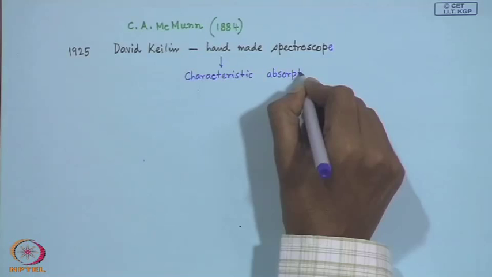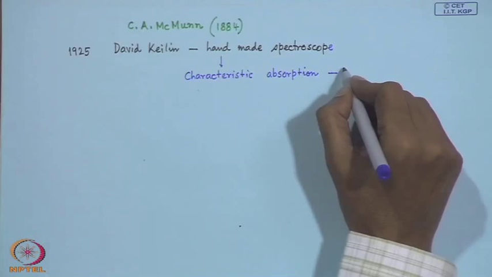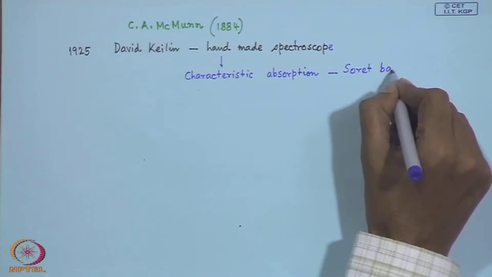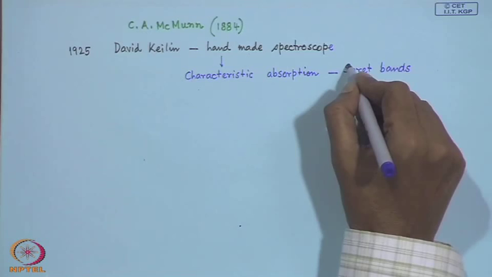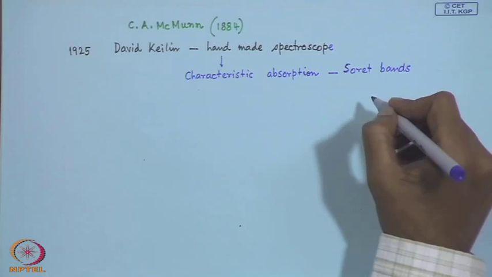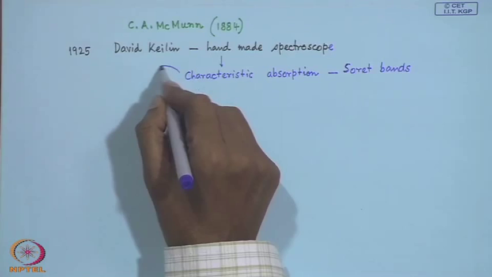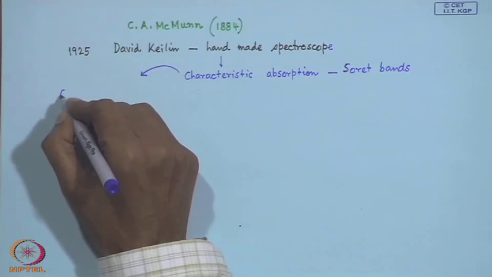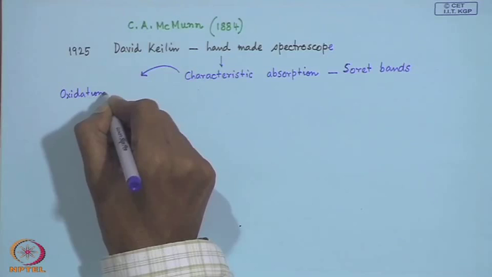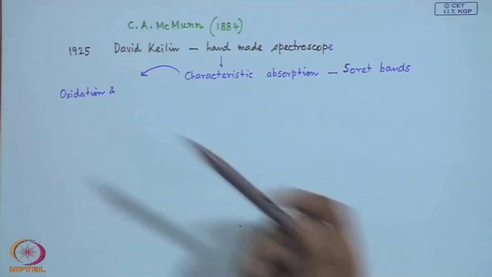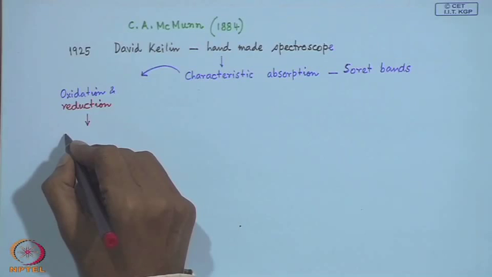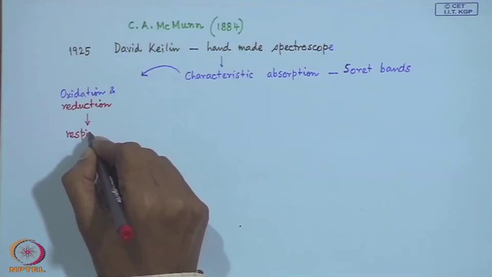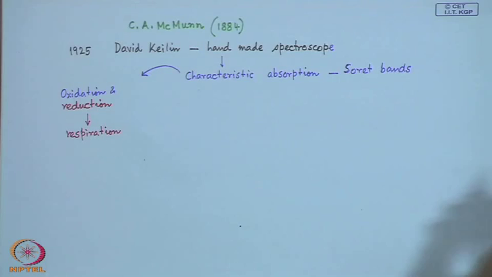These characteristic absorptions are known as Soret bands. So whenever there is a porphyrin in the system, in any biological fluid sample where we suspect a cytochrome molecule, that means the porphyrin ring is there, we must detect the corresponding Soret band. Because these electron transfer molecules are responsible for different types of oxidation and reduction reactions, and those reactions are responsible for our very survival, that means respiration: how we utilize the dioxygen molecule for respiration.